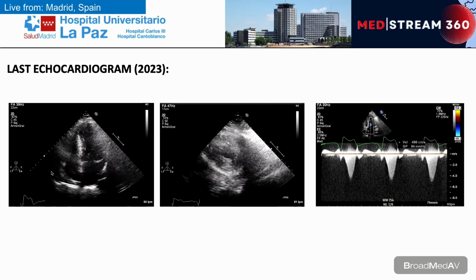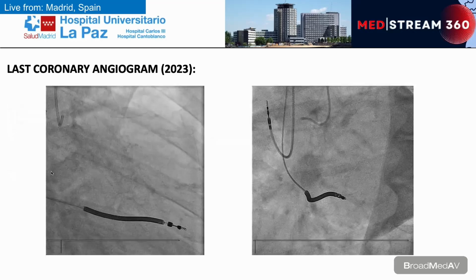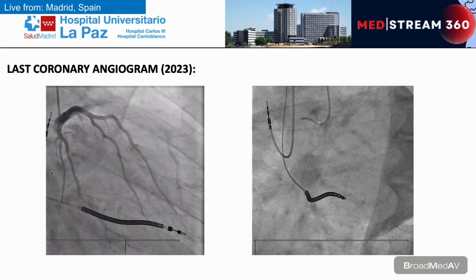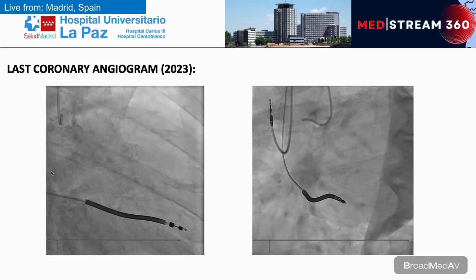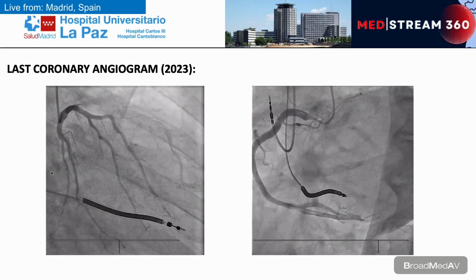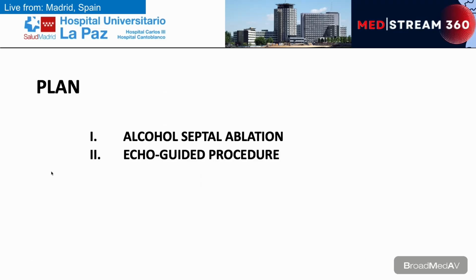In the transthoracic echocardiogram, we can see severe hypertrophy. Gradients of the outflow tract are 45 millimeters at baseline and 94 with Valsalva, despite optimizing the pacemaker AV interval. An angiography has been performed, no coronary lesions are seen, and septals of good caliber are observed. Today's plan is to perform an alcohol septal ablation, and the procedure will be guided by echocardiography.